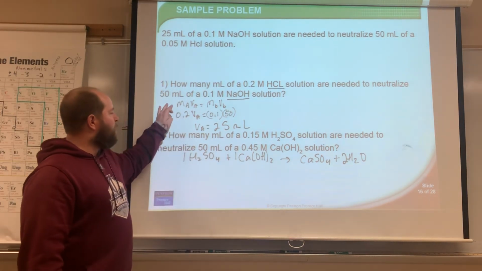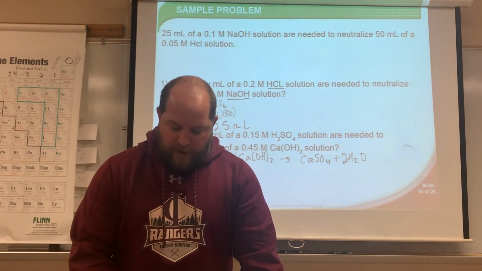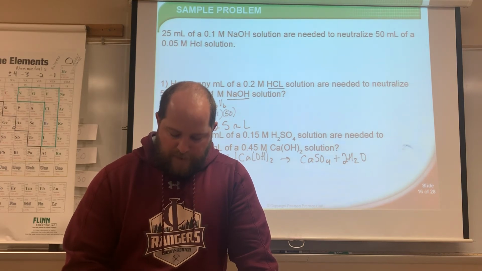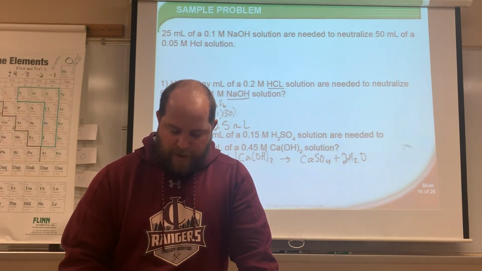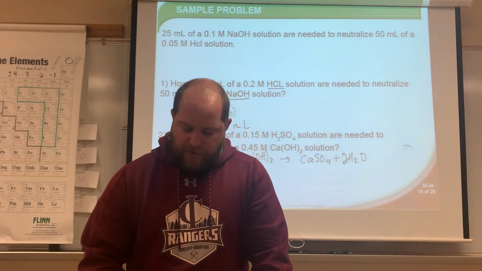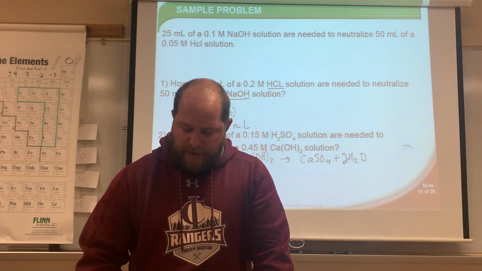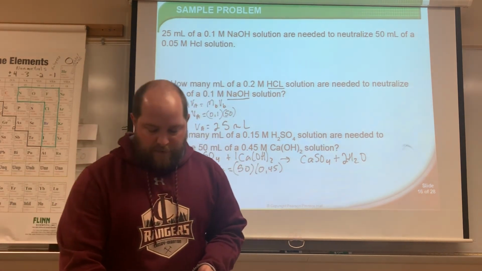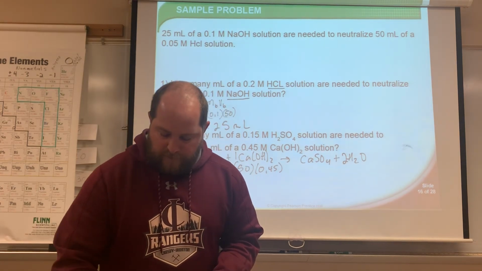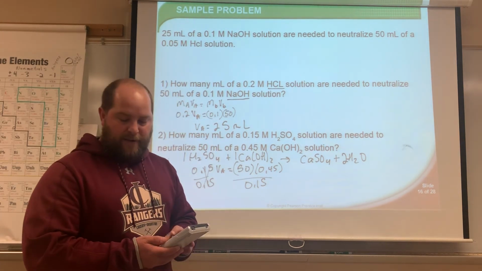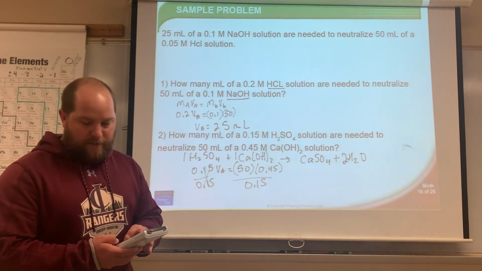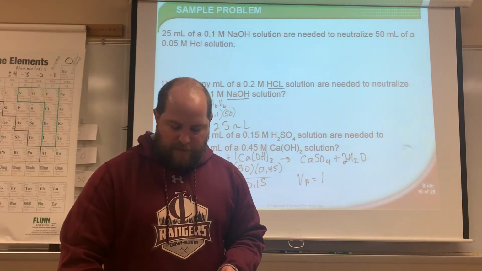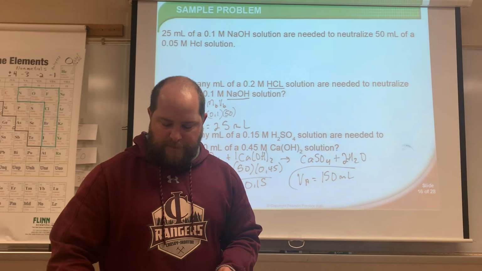So we can use this formula for this problem as well. So the molarity of the acid is 0.15 times the volume of the acid is what we need to find. We're going to neutralize 50 milliliters of a 0.45 solution. So now we'll just divide this by 0.15. So pretty simple math here. Times 0.45 divided by 0.15. So then the volume of the acid needed to neutralize it's 150.